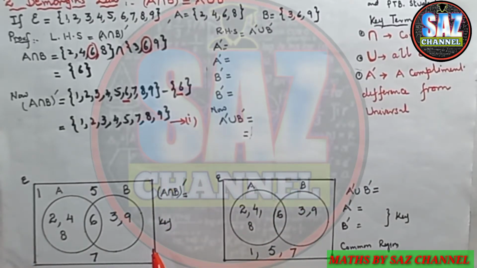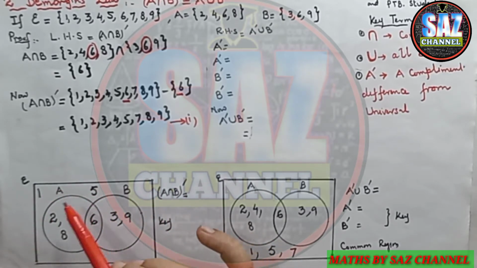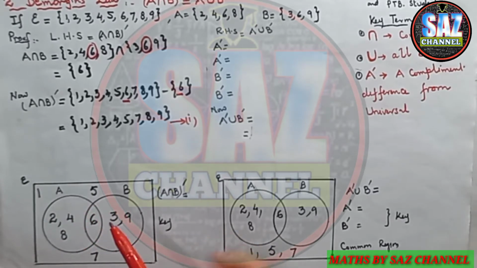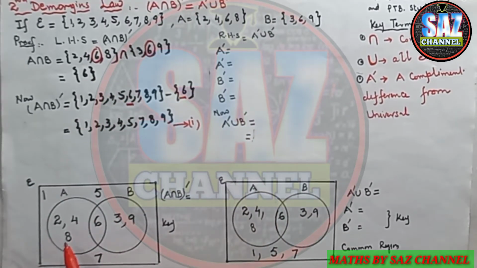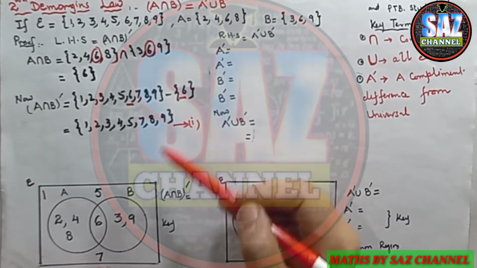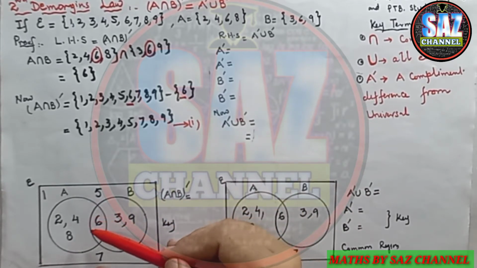Now we have to show this result in the Venn diagram as well. Here you can see that I've drawn a rectangle and two intersecting circles. This overlapping portion is holding the common element, that is the intersection, which is 6. 2, 4 and 8 are the remaining elements of A, and 3 and 9 are the remaining elements of B. Now I have to mark A intersection B whole complement. If we look at the answer, we can see that the answer is not holding the element 6, which is in the overlapping portion.